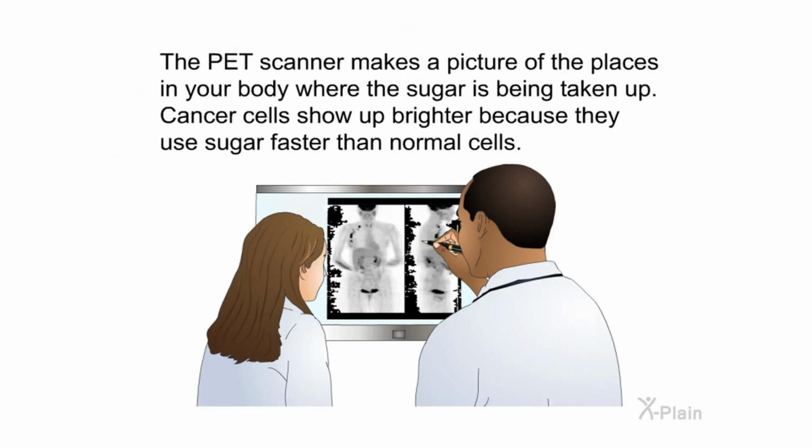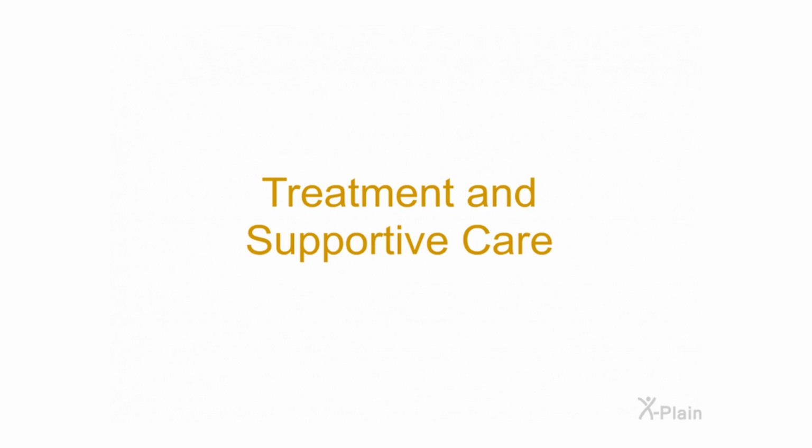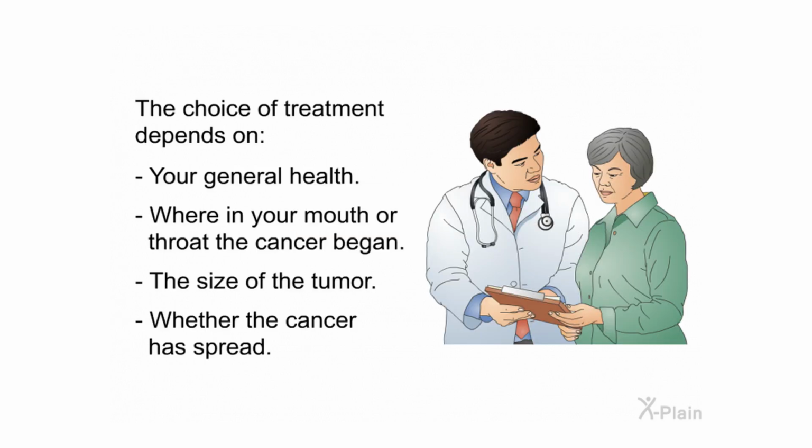The PET scanner makes a picture of the places in your body where the sugar is being taken up. Cancer cells show up brighter because they use sugar faster than normal cells. Treatment and supportive care. The choice of treatment depends on your general health, where in your mouth or throat the cancer began, the size of the tumor, whether the cancer has spread.